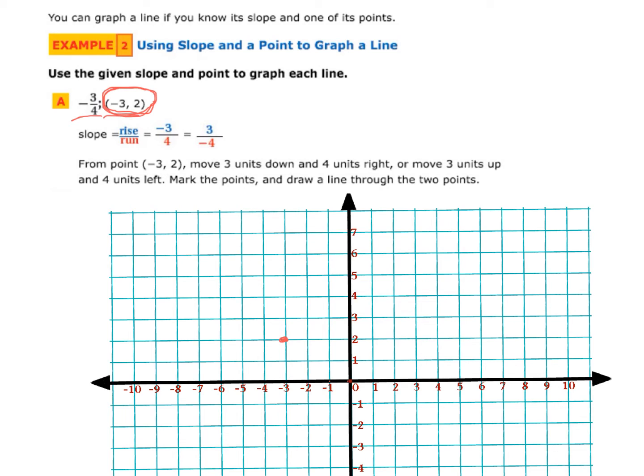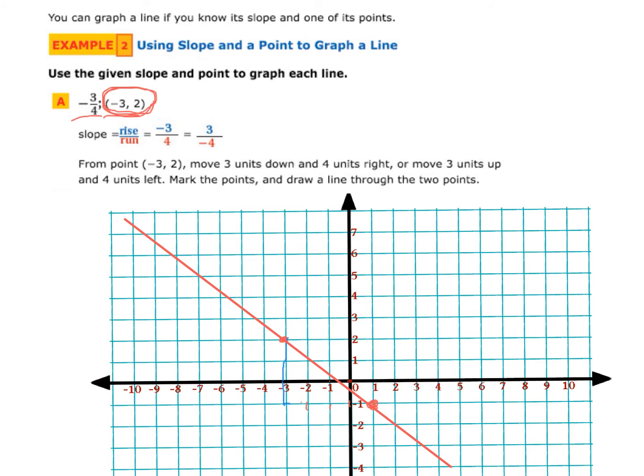So now that I have my starting point, I can look at my slope, or my rise over my run. So I have -3/4. So first, I'm going to do my rise, which is -3, which means I'm going to move in the y direction, -3. So 1, 2, 3. Okay. And now I go +4. And since this is my run, I'm going to move to the right, +4. 1, 2, 3, 4. Then I have my new point. And if we connect the dots, voila, we have our line.